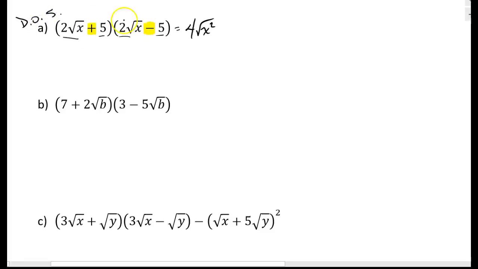I'm going to skip those insides and outsides, and I go to my last, it's going to be -25. So my final answer is actually going to be 4x minus 25. But I still have my restrictions from my original question, which means that anything under my radical cannot be negative. So I've got x must be greater than or equal to 0.